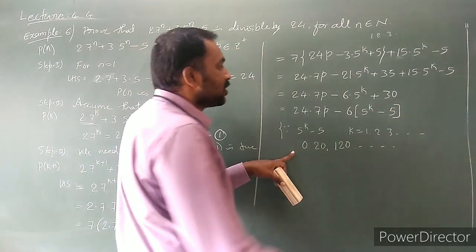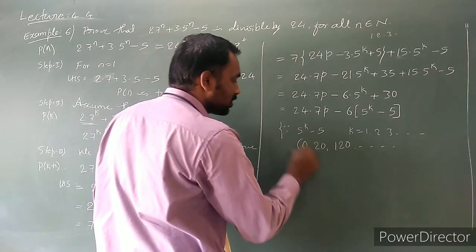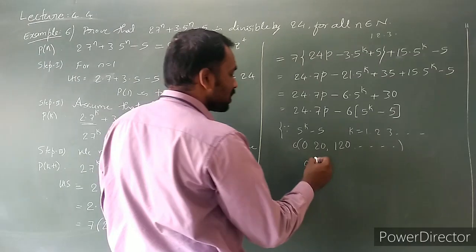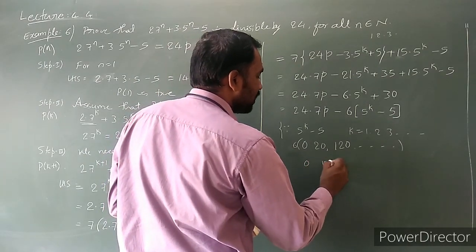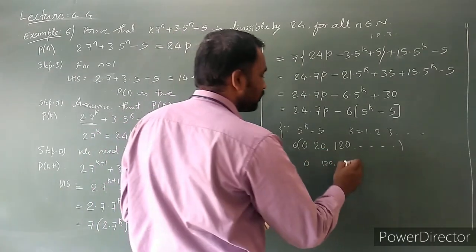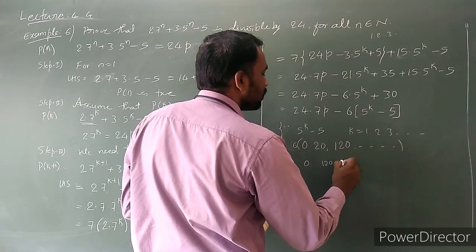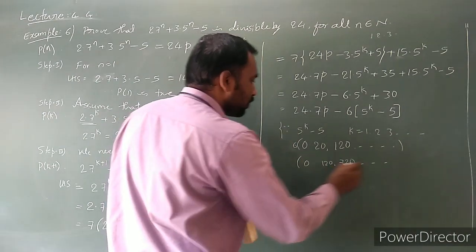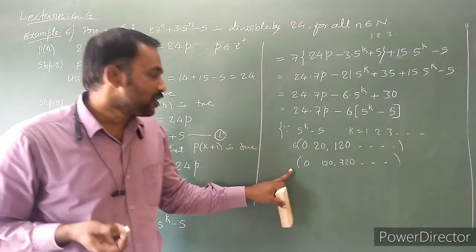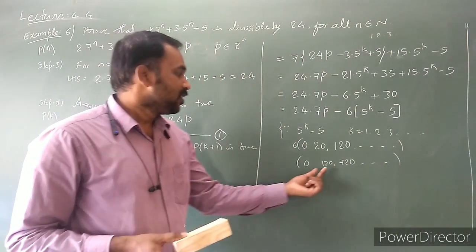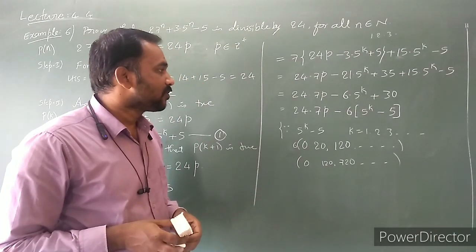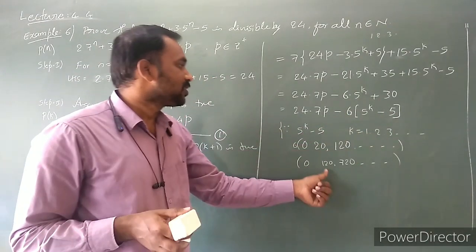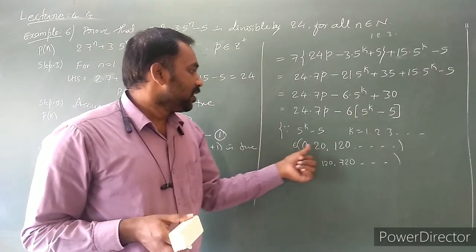6 into these terms. What happens? 6 into 0. 6 into 20. That is 120. 6 into 120. That is 720. Okay, like that. Now from these values, is 24 common? Check it. 24, how much of 120? Or else I need to take the 24 as common. 6 into that.